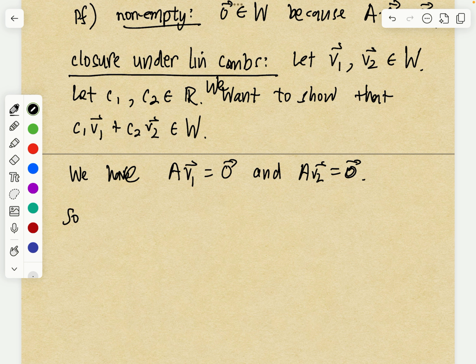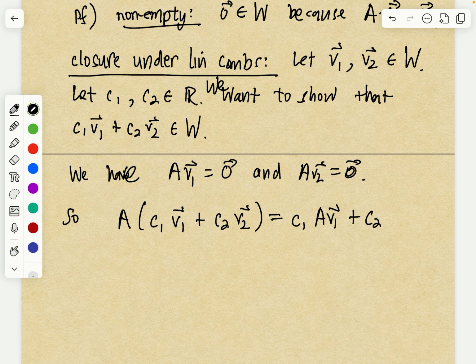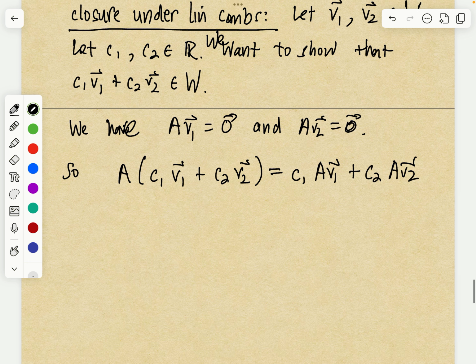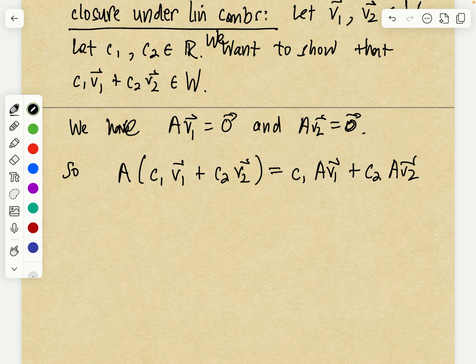So what do we need to check? We need to check that this vector is in W. What does that mean? It means that A times that vector is the 0 vector. So let's multiply A by this vector. Well, now we can use the linearity property of matrix vector multiplication. This is C1 times AV1 plus C2 times AV2. And now do you see what we can do? We have AV1 is 0, AV2 is 0. So this is going to be C1 times the 0 vector plus C2 times the 0 vector, and that's the 0 vector.